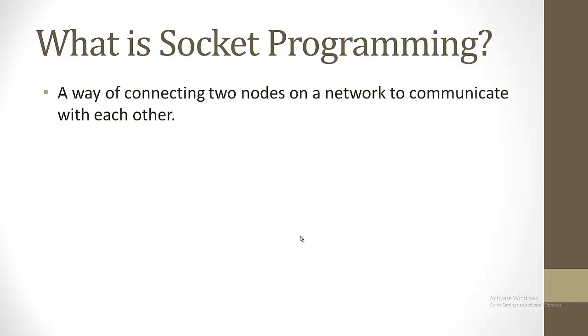What is the meaning of socket first? A way of connecting two nodes on a network to communicate with each other. Imagine a bridge between two cities. If two cities need to perform transportation from city 1 to city 2, or from city 2 to city 1, we need a bridge. Similarly here, client and server are like two cities. If the client and server need to communicate with each other, we need the help of a socket. So the socket is a way of connecting the two nodes. Here the two nodes are known as the client and server.